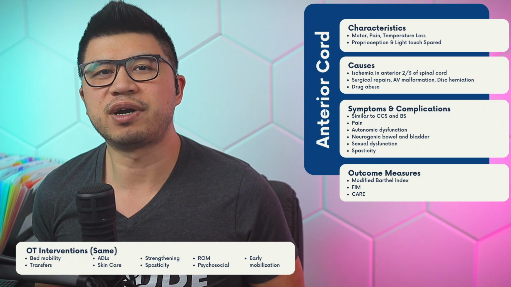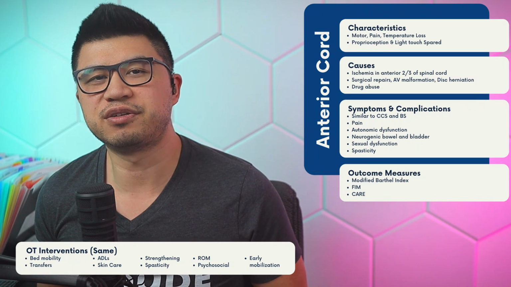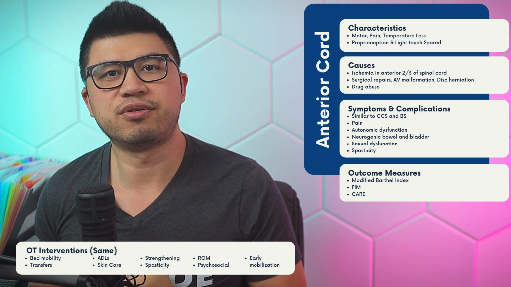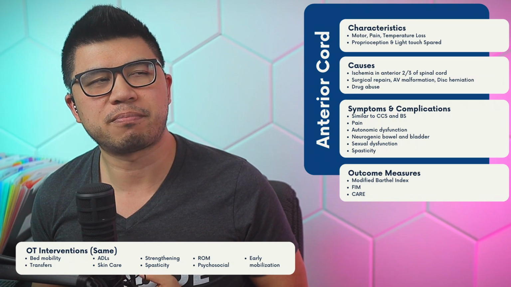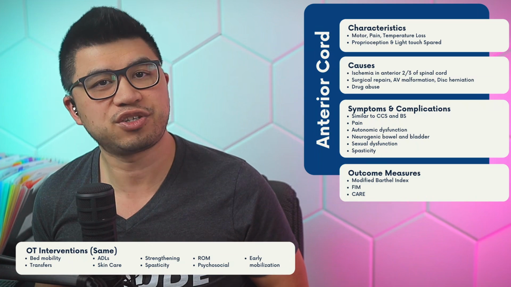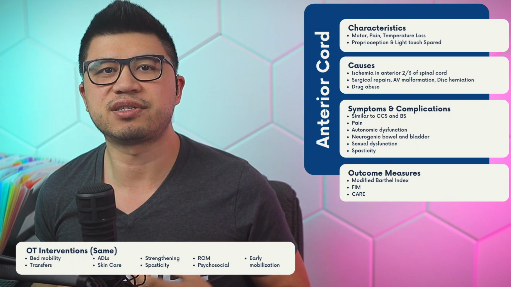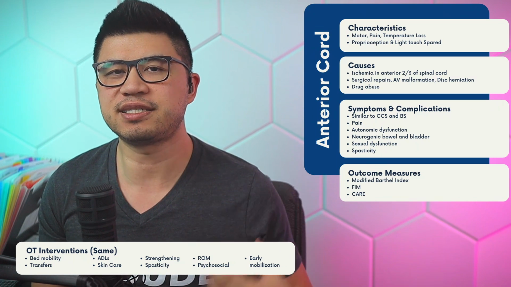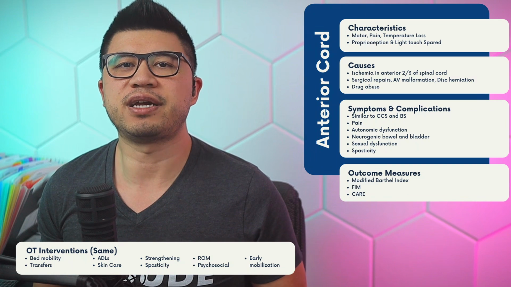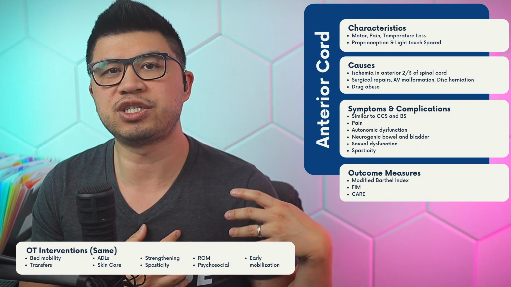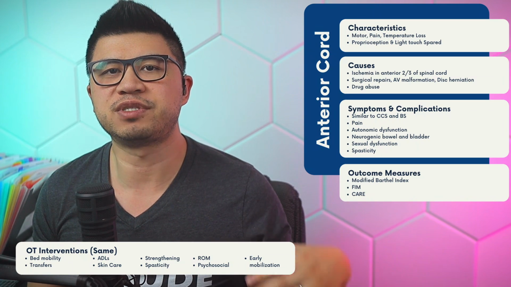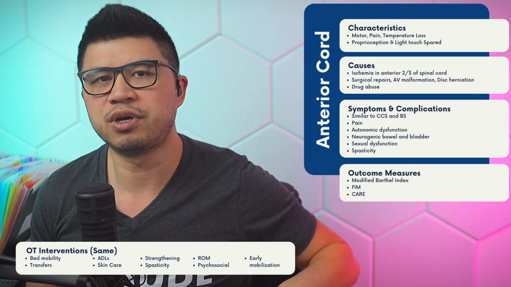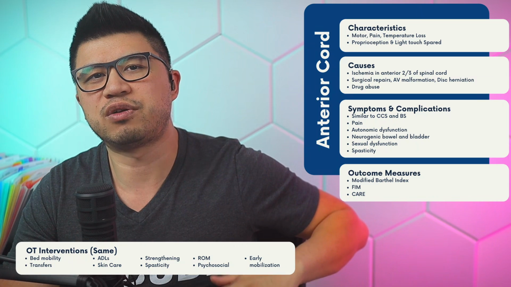Other symptoms are ones we have learned so far, including pain, autonomic dysfunction, hypotension, neurogenic bowel and bladder, and also sexual dysfunction. Patients may also have chronic pain and spasticity. Severity can also vary and may result in paraplegia or quadriplegia. Often the levels affected are from T1 to L2, so lower than the syndromes we learned earlier.